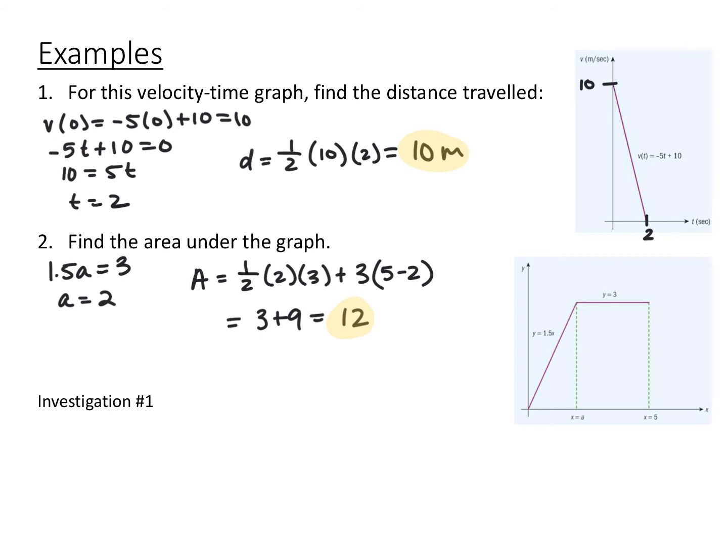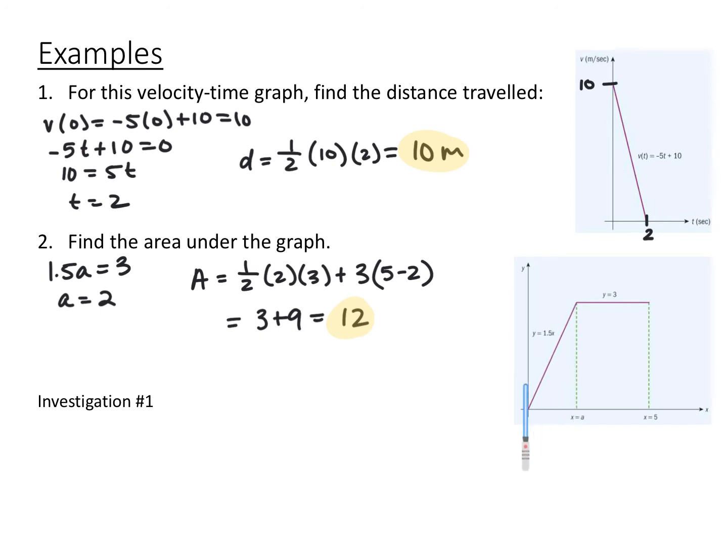For the second one, we can kind of split this into two little pieces. We have a right triangle, and then we have a rectangle. So the first thing we needed to do was figure out what a was, so we knew where to split this up. So that would be where your curve 1.5x has a y value of 3. So I plugged in 1.5a equal to 3, and I found that a was equal to 2.